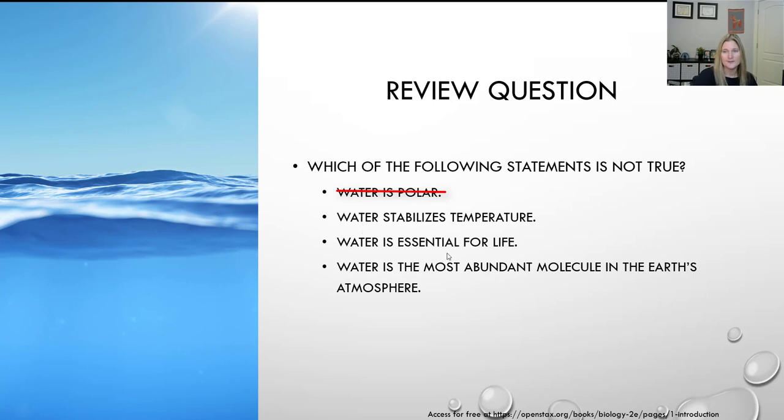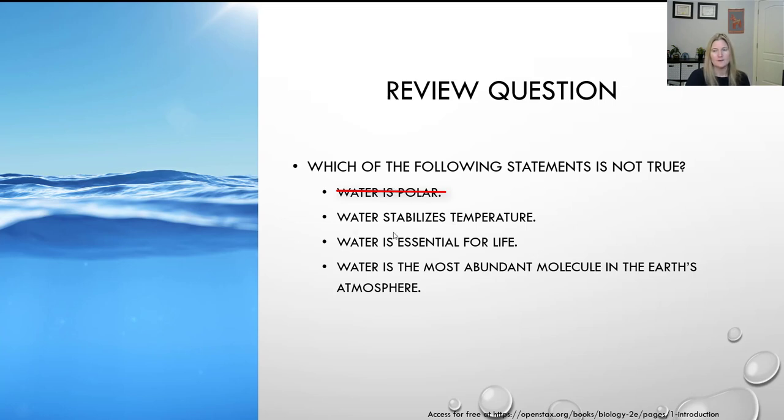Water stabilizes temperature. Is that considered true or false? Well, if we go back and recall specific heat, remember water has a very high specific heat. So it takes a lot of heat energy in order to allow the hydrogen bonds to break and allow water to escape as vapor. So in a sense, water does stabilize temperature.